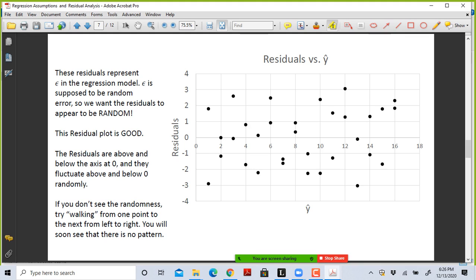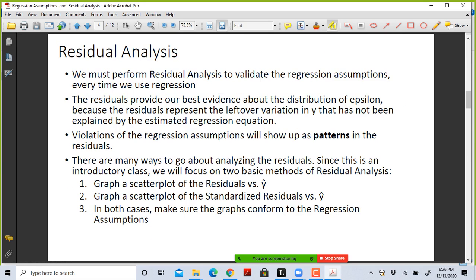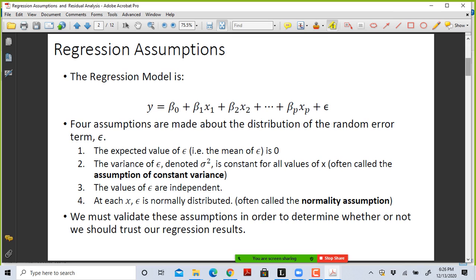So if a graph looks like this, it is not violated because the mean is centered around 0, the variance is constant, all the four assumptions are perfect in this case. Right?